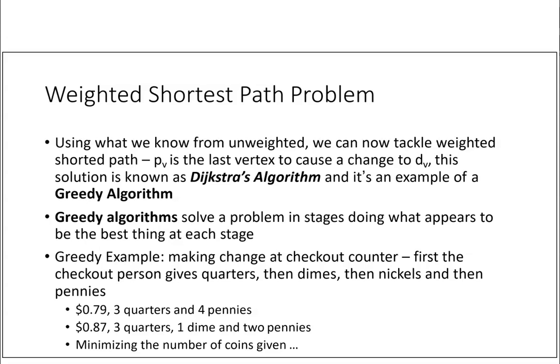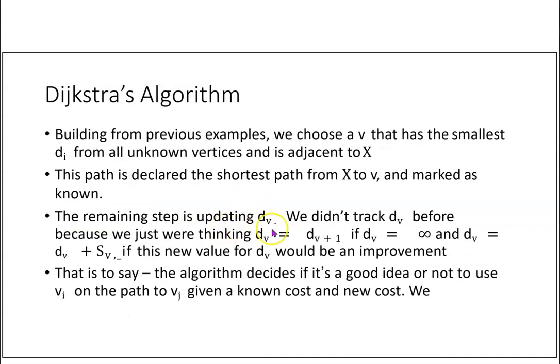So for example, if we were making change, and we get 79 cents, 3 quarters and 4 pennies is the greedy algorithm. 87 cents would be 3 quarters, 1 dime, and 2 pennies. It minimizes the number of coins given.